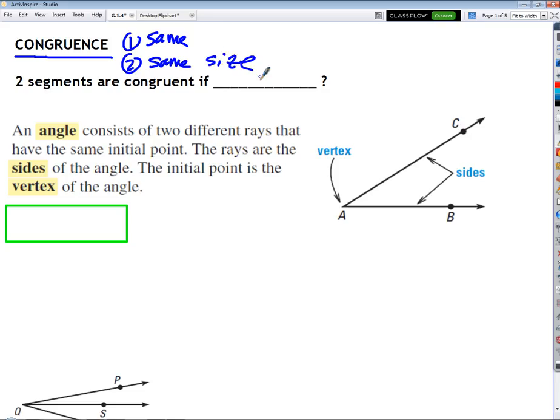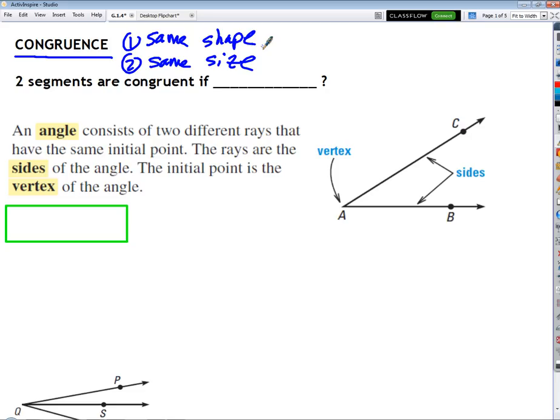What's the other thing that has to be true? Shape. Yeah, they have to have the same shape. Now the same shape becomes a lot more important when you're dealing with more complex geometrical things, like triangles or polygons or, even three-dimensionally, polyhedrons. The size is pretty straightforward.